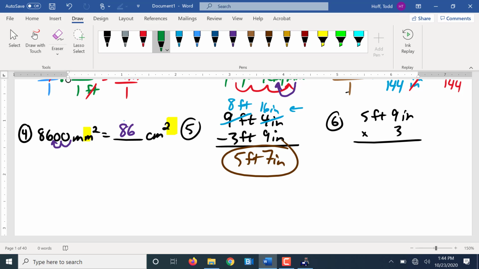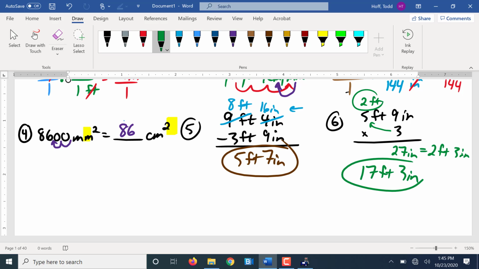Number 6, multiplication. Also, we start on the right and work our way back to the left. What's 3 times 9 inches? 27 inches. Perfect. That's more than a foot. In fact, it's 2 feet, 3 inches, like you said. Good. So we're going to keep the 3 inches, carry the 2 feet. 3 times 5 is, careful, 15, plus the 2 is 17. So 17 feet, 3 inches.